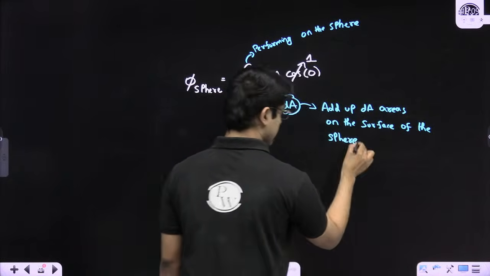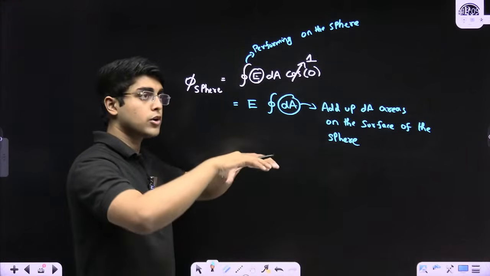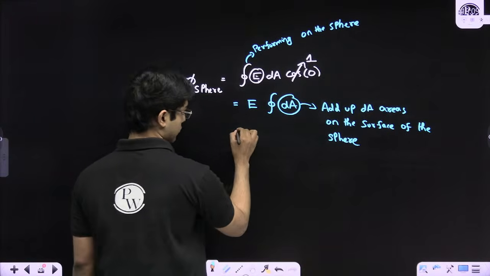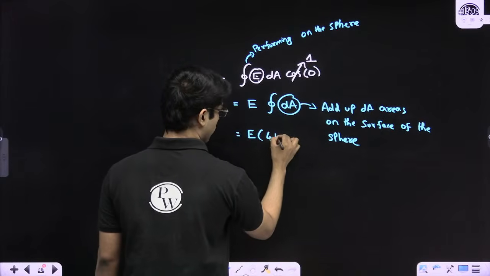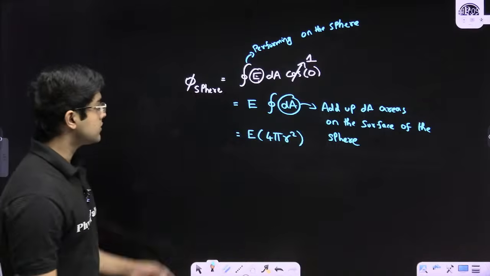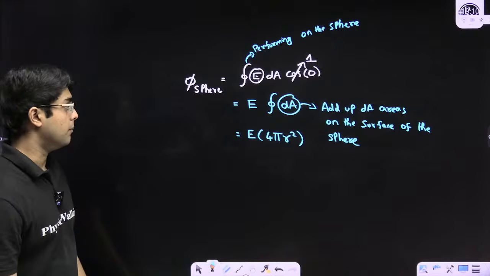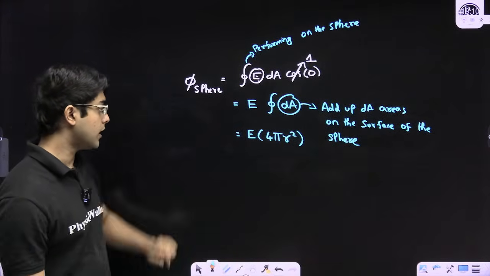Okay. So on the surface of the sphere, you have to add up the areas. If you add up the total area of the sphere, what do you get? 4 pi r square. So this will be E into 4 pi r square. This is the flux through the sphere of radius r, if the electric field at that point is E.